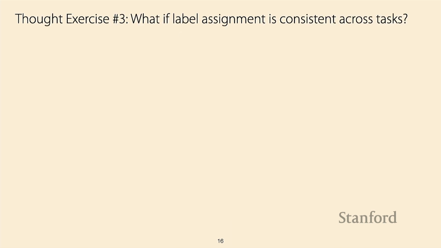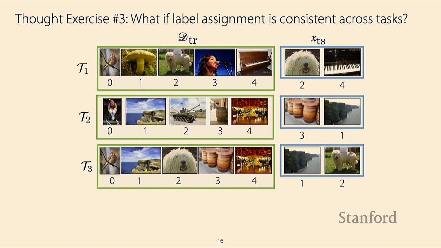Now, the third thought exercise is, what if we assigned labels in a way that was consistent across tasks? And so in particular, say that we assigned the labels like this. And what I mean by consistent is that the image class of piano, or the image class of this breed of dog, is always going to be the same across all of the tasks. And so this means that the tasks are non-mutually exclusive, and a single function could solve all of the tasks. And so then my question to you is, what would happen in this case?